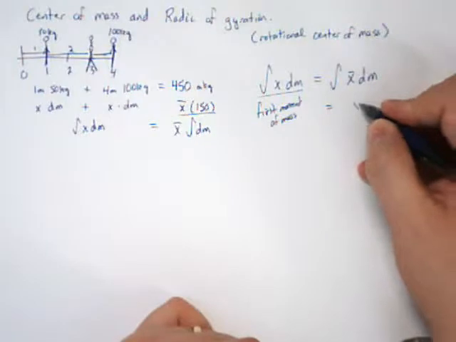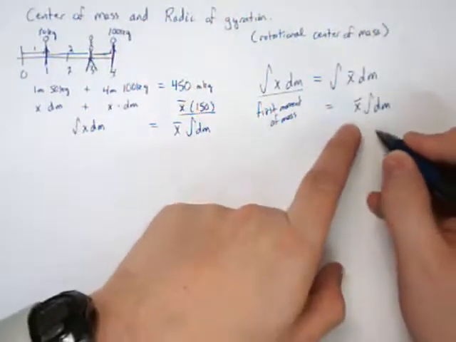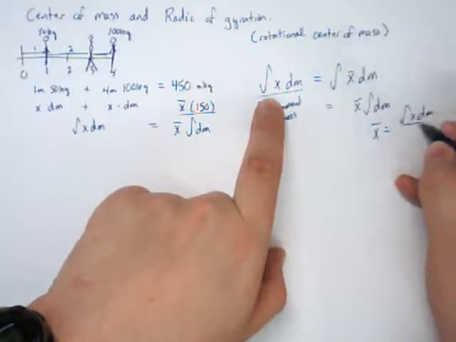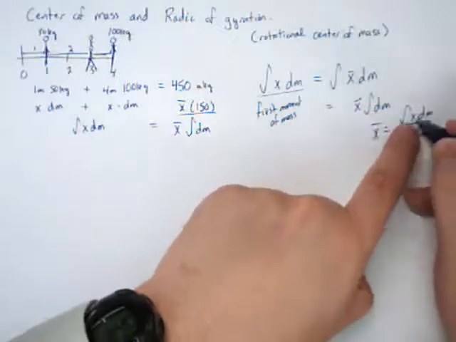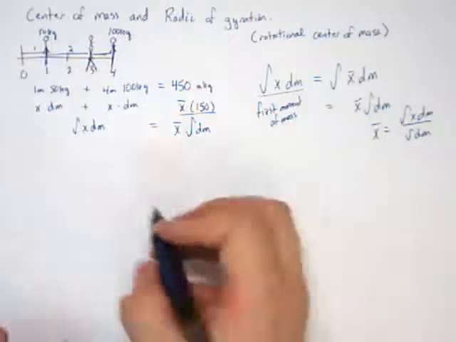And once you've done that, you can pull the x bar out. And then if you want to solve for x bar, it's just this quantity, integral x dm, over that quantity, integral dm. It's add up all the x values times their masses and divide by the mass. That is how you find center of mass.